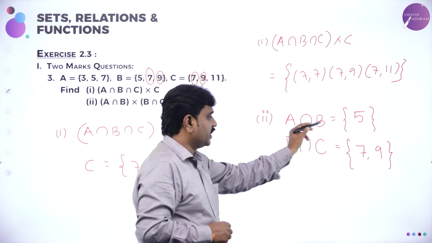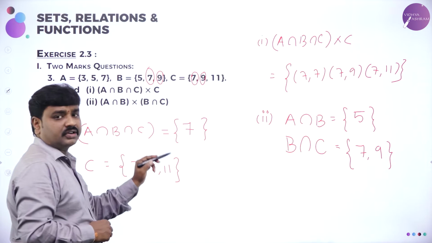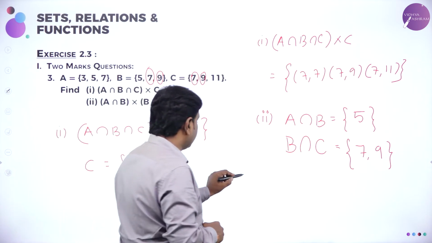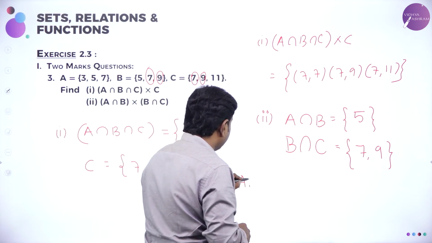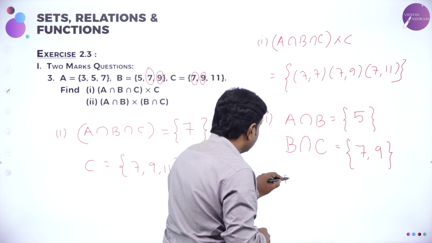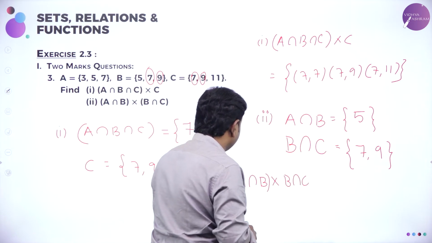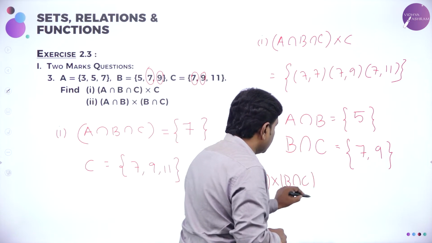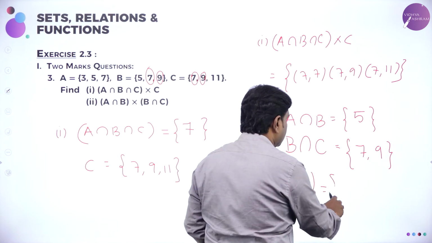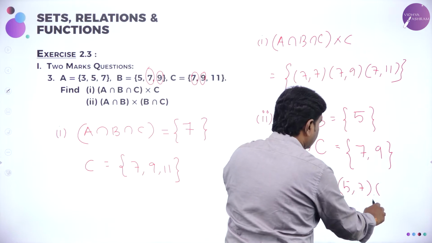I hope you got A intersection B, you got B intersection C. What do they want? They want the Cartesian product of these two. So they want A intersection B cross B intersection C. I hope all of you understood how to find the Cartesian product. So this is the first set and this is the second set. If you know two sets, then the Cartesian product is what? Group 5 with 7, 5 with 9.